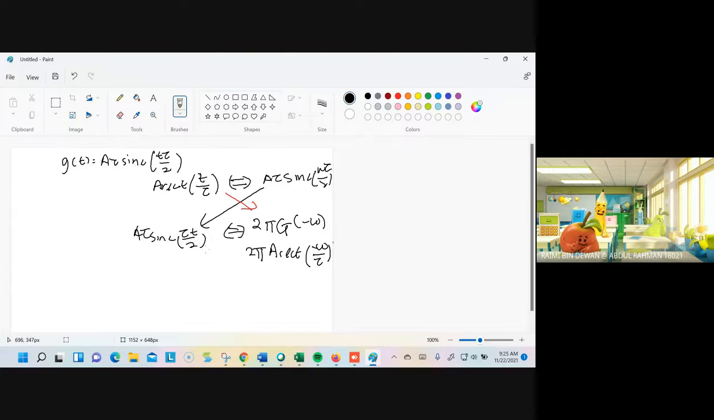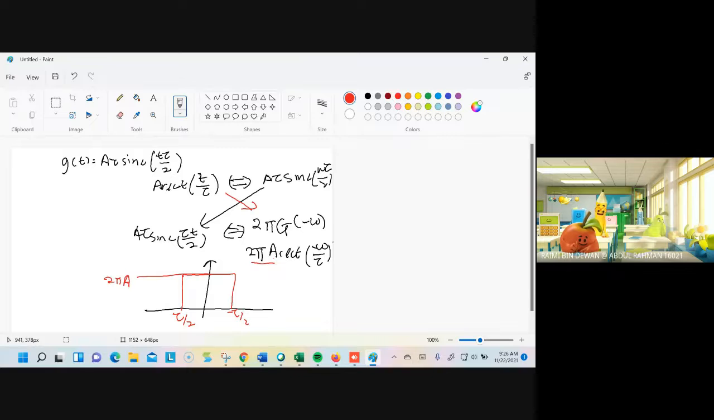So actually if you are going to draw your rectangular graph, you will get a rectangular signal with negative tau over 2. This is the standard based on the table. And your amplitude will be 2 pi a, because following this.